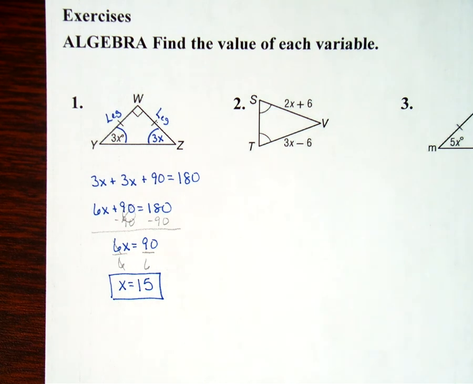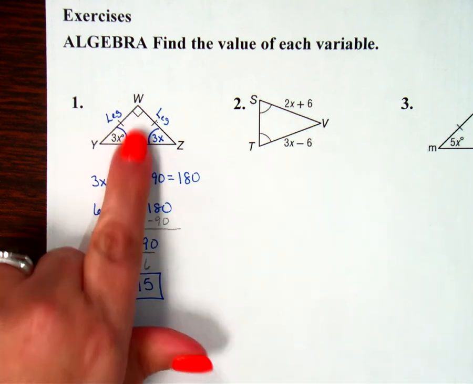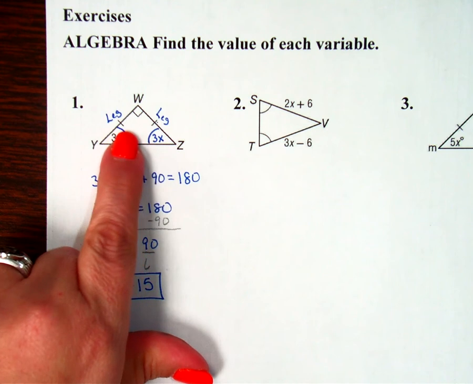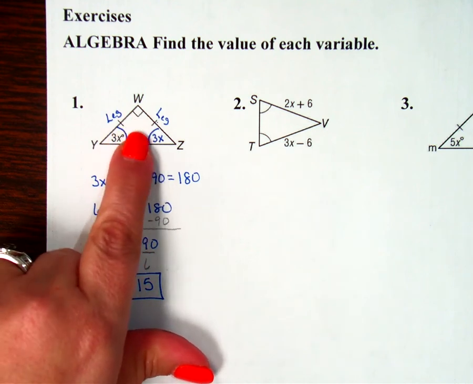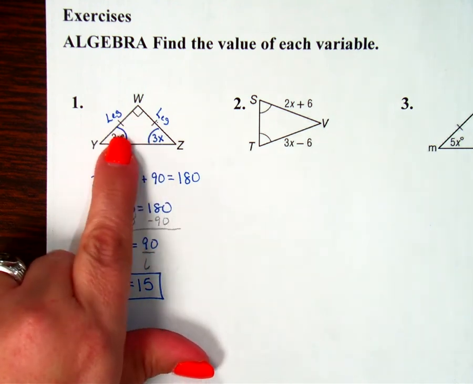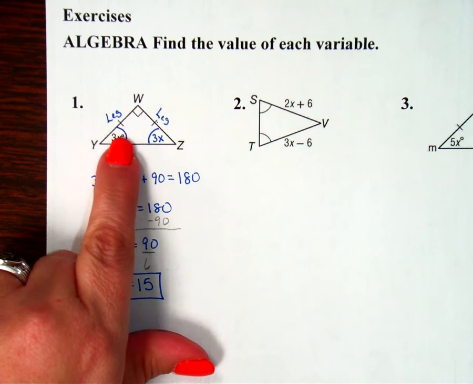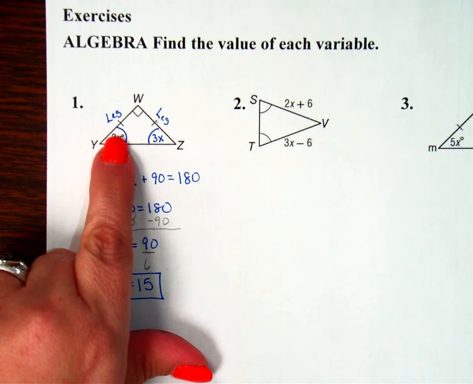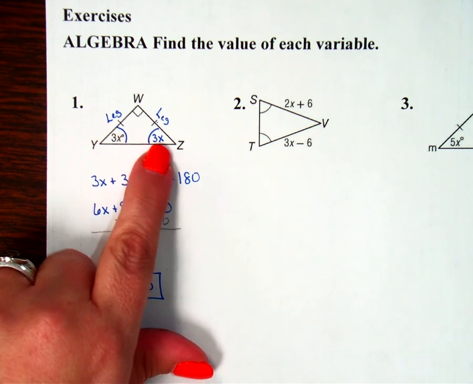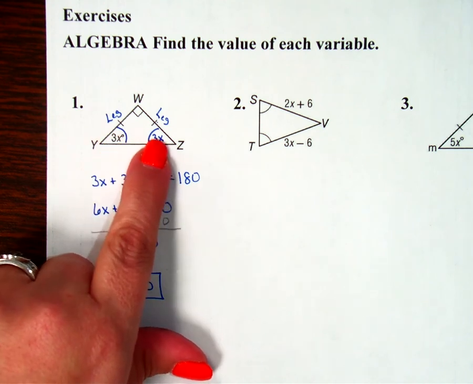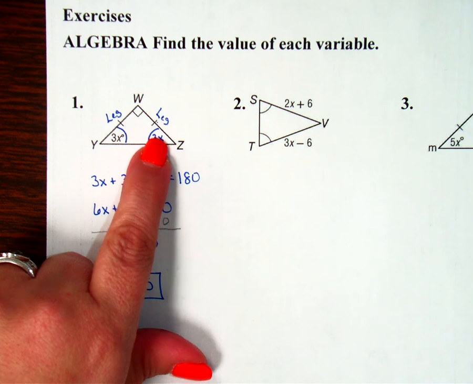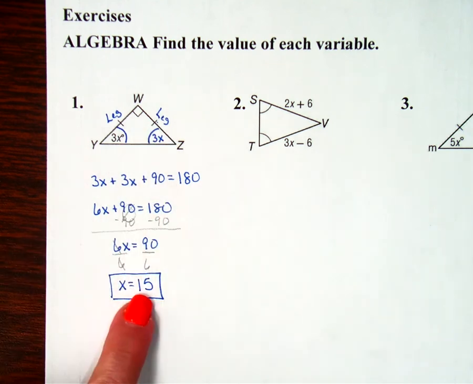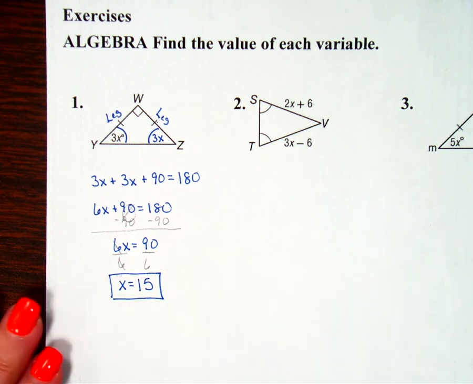Another way we could have done that is reasoned it out, used a little bit of logical reasoning, where we say, okay, if this one's 90 out of my 180, that means there's going to be 90 degrees left that I have to divide among these two angles. So 90 divided into two angles is 45. So that means this 3x is 45 and this 3x is 45. So if 3x equals 45, 45 divided by 3 would also give me 15. So you can do it either way.